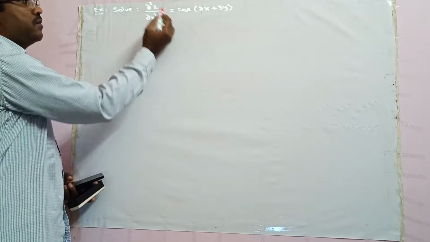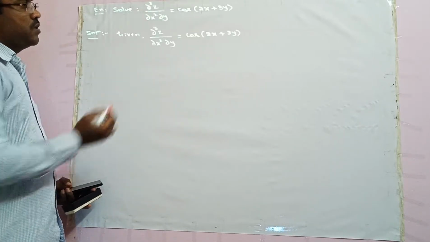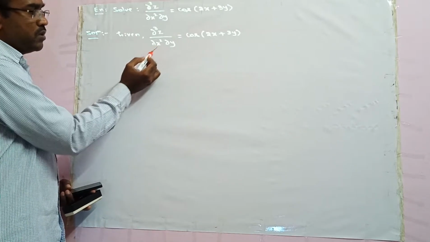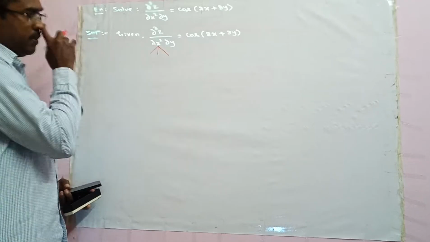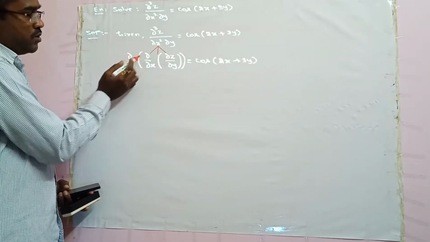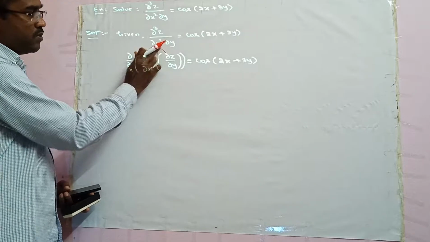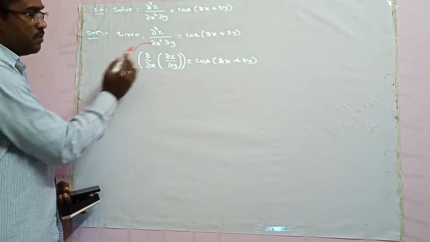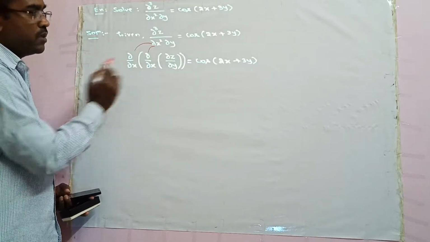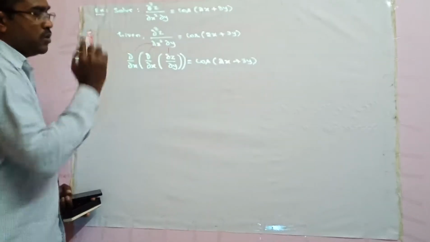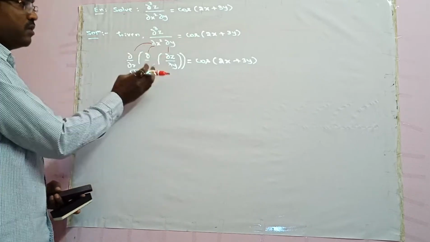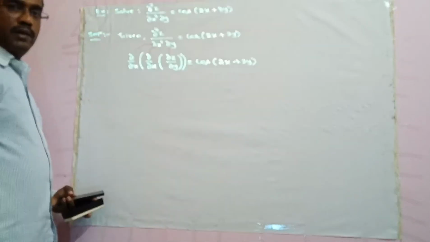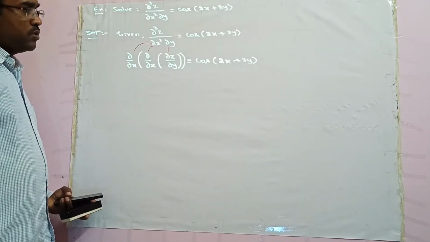Here is our third order partial differential equation. Let us collect the given equation and split this into three derivatives. That is, dou by dou x one time, dou by dou x one more time, then dou z by dou y here. So we have split this into three. Now let us go on integrating one by one to solve this.